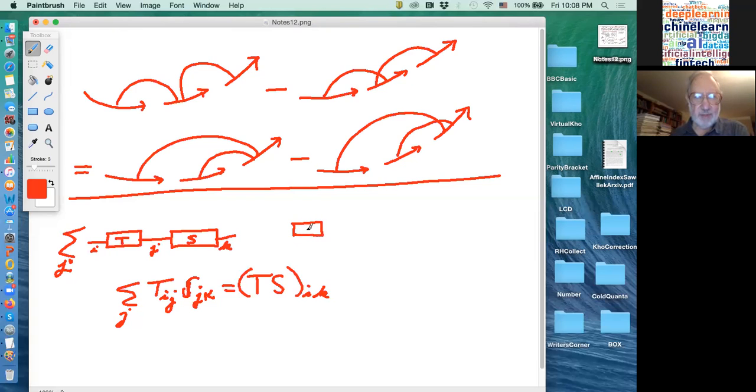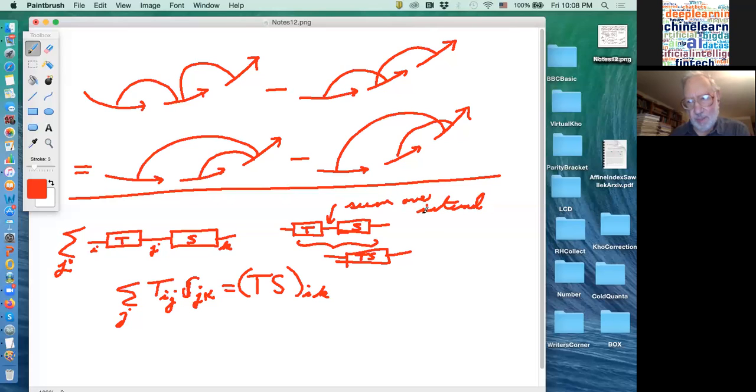Diagrammatically, that says that if I think of the matrix as a box with left and right indices, and I put the boxes together in a categorical way by connecting them like that, then this represents the product of the matrices, just so long as I sum over internal indices. Okay? So that's diagrammatic matrices. Theory of diagrammatic matrices.